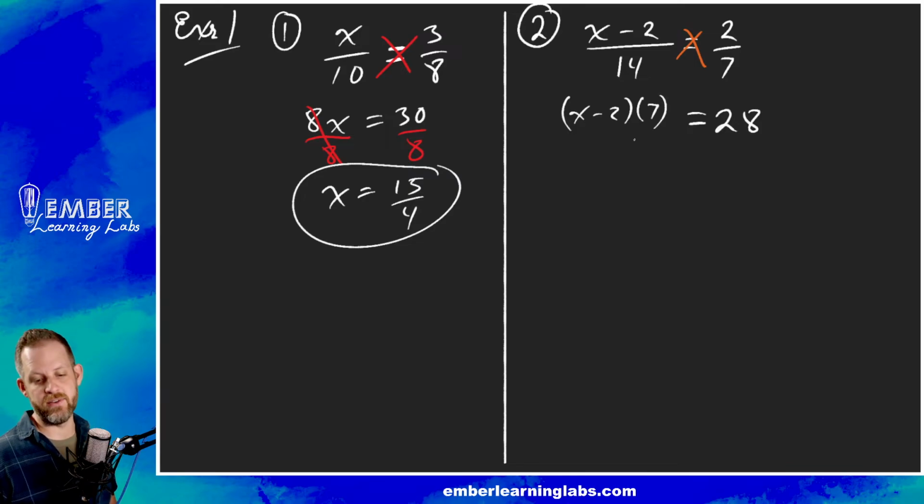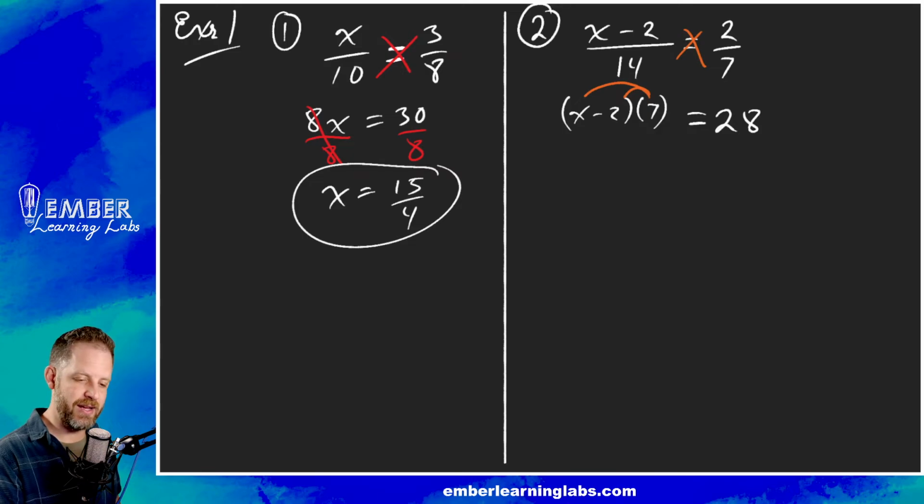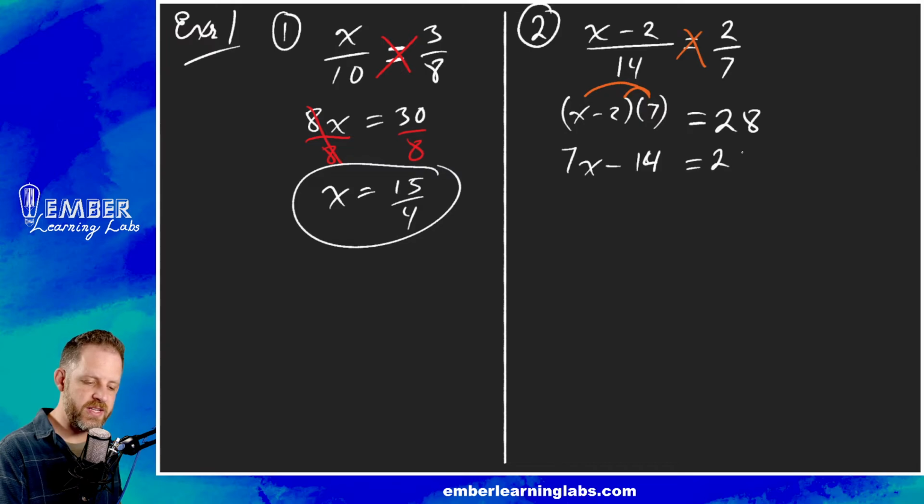Well, what does that look like? What are we going to do with that? Well, we're going to distribute it. You could also divide it, but don't stress about that and all those things. But if we distribute it, 7 times x is 7x. Minus 2 times 7 is 14. Equals 28. This 14 is attached through subtraction, so we're going to get rid of it by adding 14 to both sides.